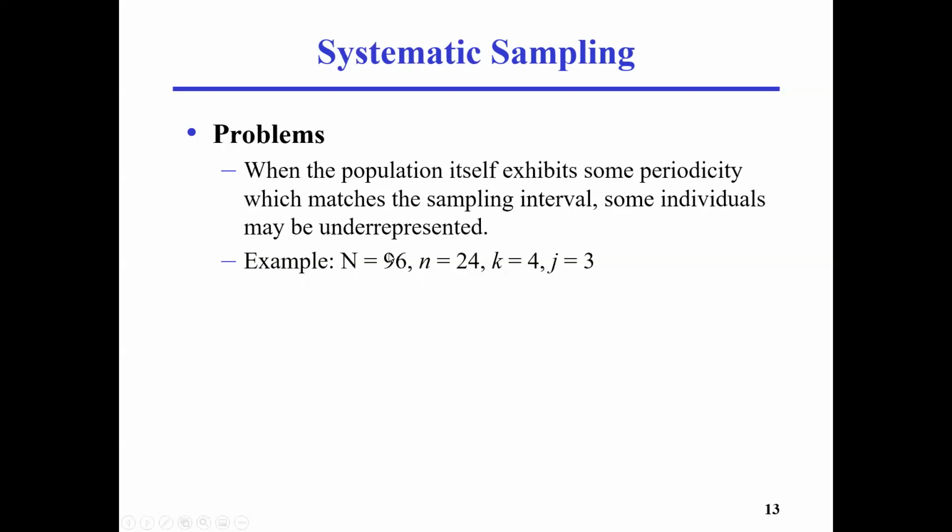For example, we have 96 objects. That's the total population. I'm going to survey 24 of them. So the ratio between 96 and 24 is 4. So k equals 4. That's the interval. From 1 to 4, I randomly chose 3. So j equals 3, which means that the first individual to be sampled in this population is the third one in the population.